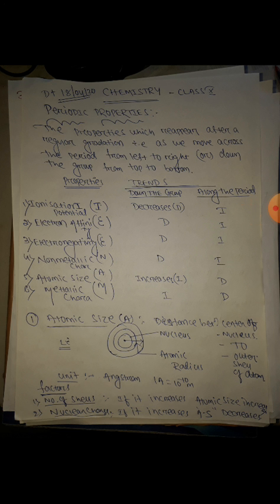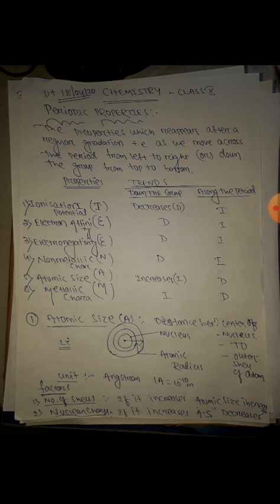Can you see one example? Li, I have taken lithium. It has 2 shells. From the center of the nucleus to the outermost shell is called atomic size. Its unit is angstrom. That means 1 angstrom equals 10 to the minus 10 meter. What are the factors affecting it? Number of shells and nuclear charge.